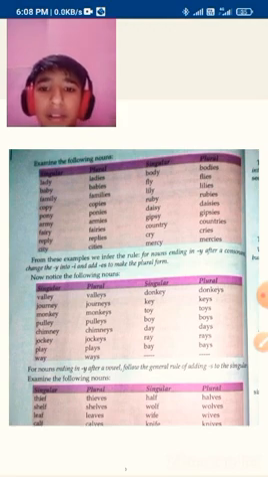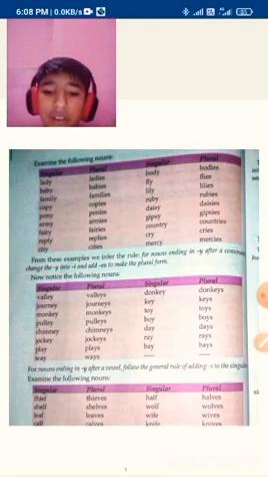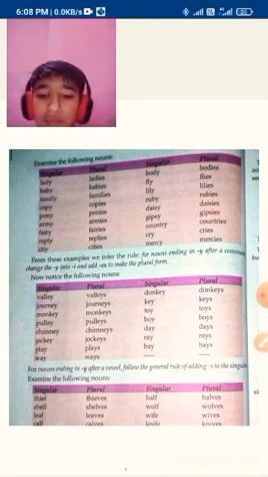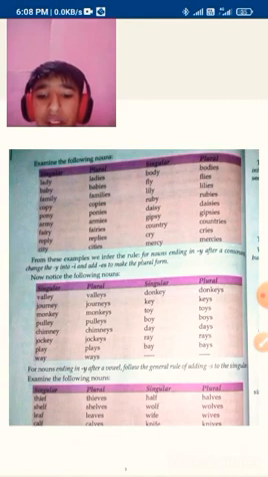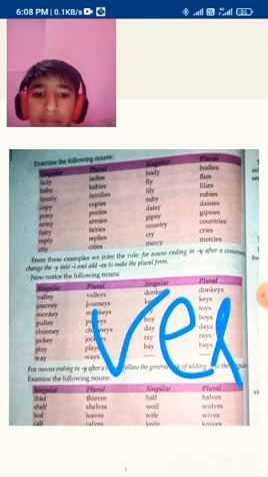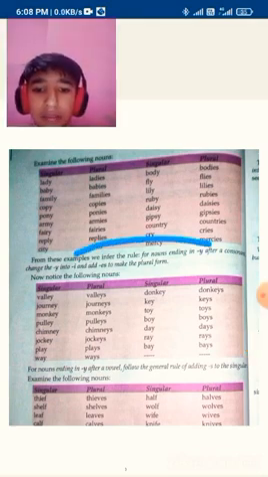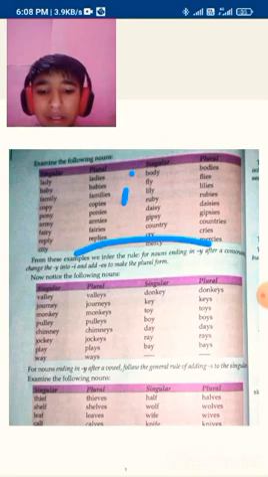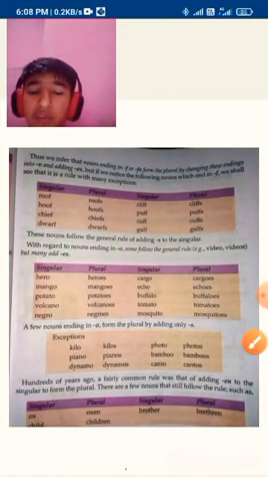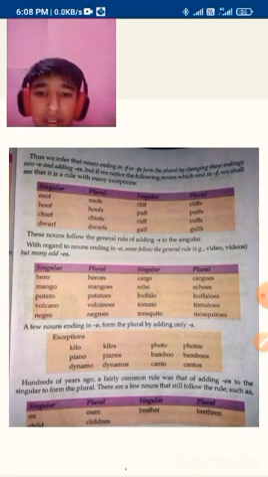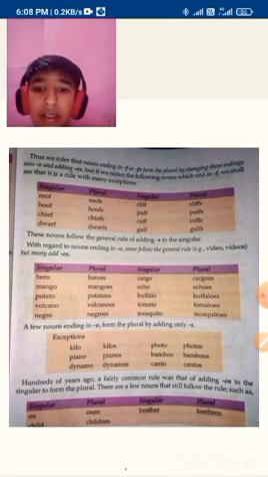Examine the following nouns: thief, thieves; shelf, shelves; leaf, leaves; calf, calves; half, halves; wolf, wolves; wife, wives; knife, knives. As we have heard here, the f changes into v and es is added, like in this table. But here y was changed into i, and here f is changed into v and es is added. Thus we infer the nouns ending in f or fe form the plural by changing this end into v and adding es.